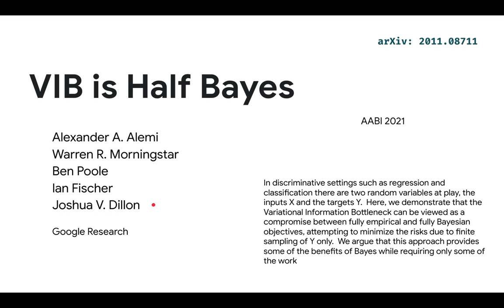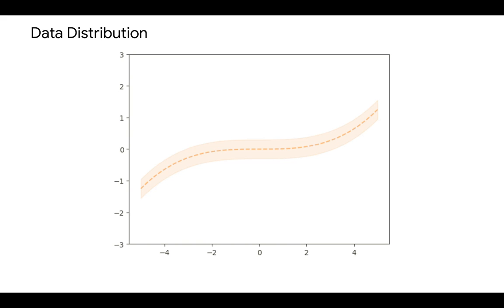Really, the point of our paper is to try to explore a middle path, a Goldilocks type scenario that is somewhere halfway between a fully Bayesian approach and empirical or maximum likelihood style approaches. I want to motivate that with a simple toy example. Imagine I have some regression task.